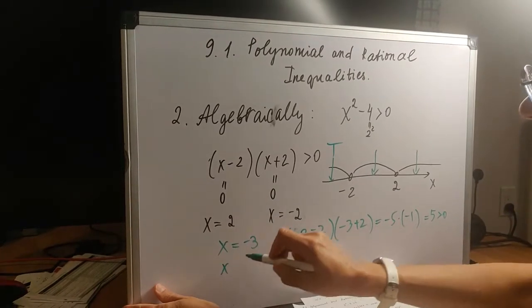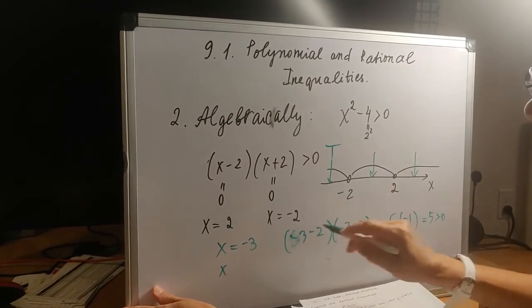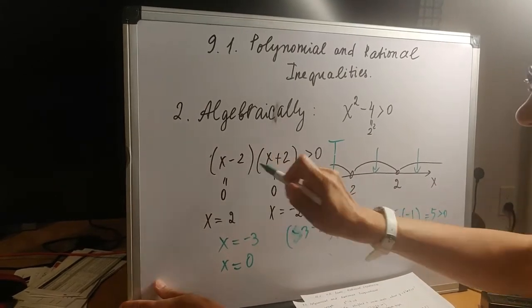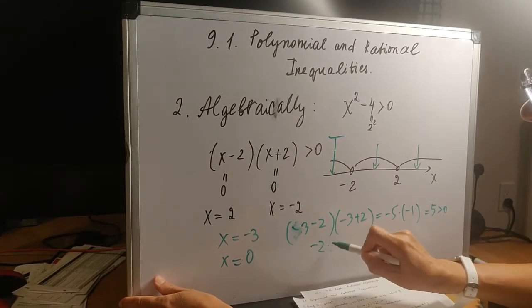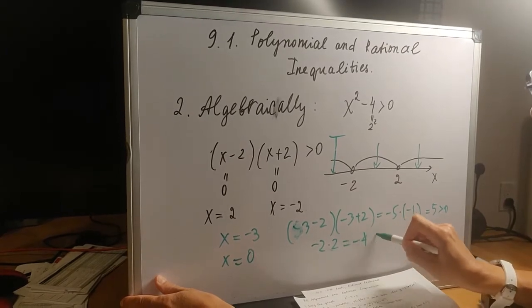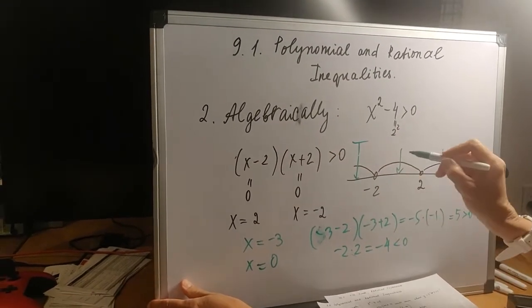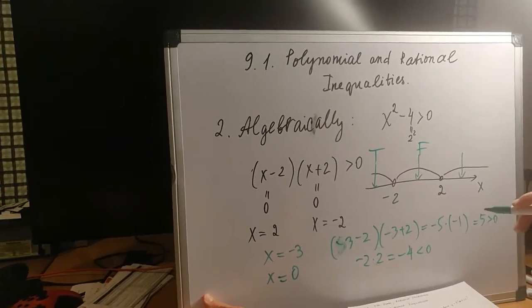Now I'm going to plug in a point which is between minus 2 and 2, which is going to be 0. 0 is the easiest point to use, right? 0 here and 0 here are going to give me a product of negative 2 and 2, which is going to be negative 4, less than 0. Less than 0 is not good for us. We are searching for greater than 0, so I'm going to put F, false.